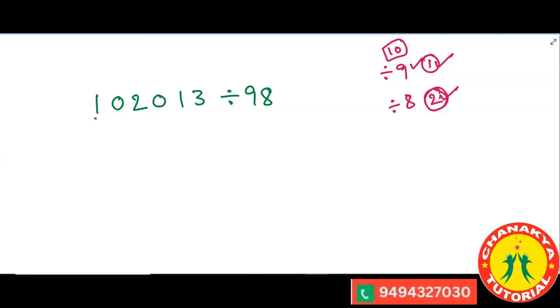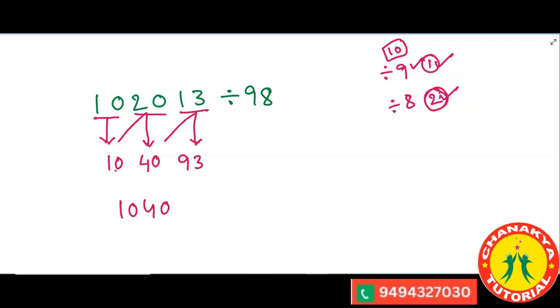Okay, see. So drop the first pair, 10. But before adding this 10 to the next pair, 20, we should double it. 10 doubled is how much? 20. 20 plus this 20 is how much? 40. Now again, before adding this 40 to the next pair, 13, we should double this 40. Double is how much? 80. 80 plus 13 is how much? 93. So over here, the answer is 1040 with the remainder 93.